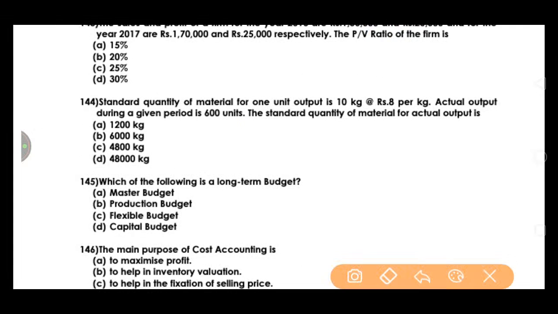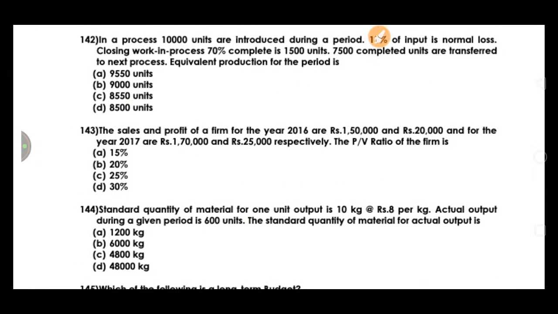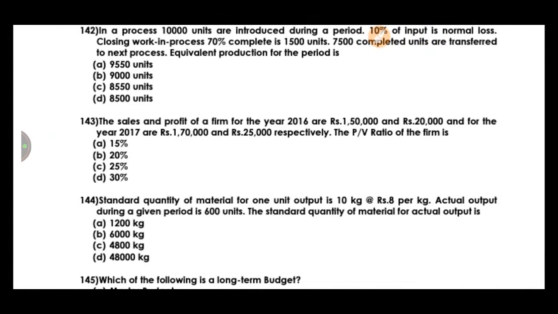Your number of standard is 600 units into 10. We got 6,000. Next, that is equal to adding 25%. So 1,70,000 plus 25,000 divided by 1,70,000.